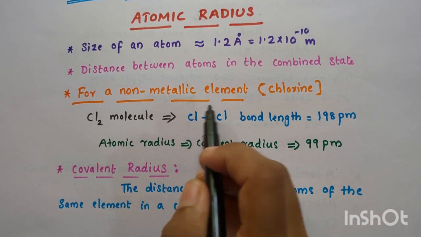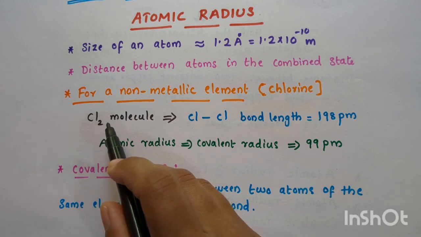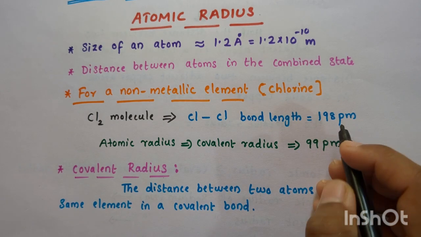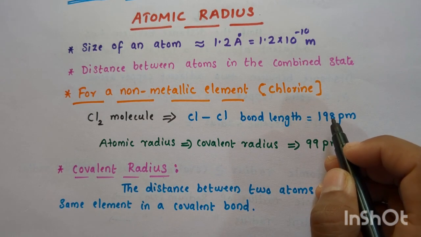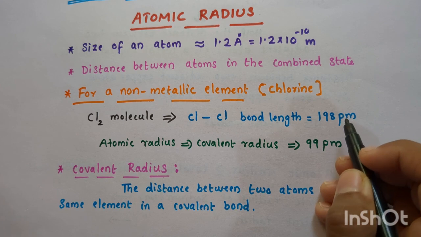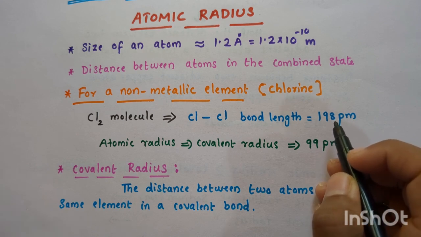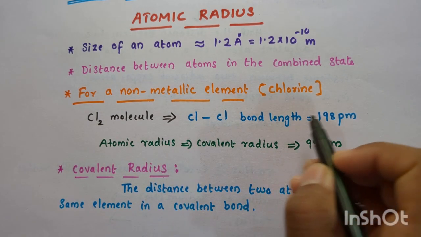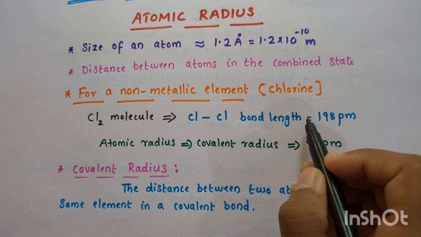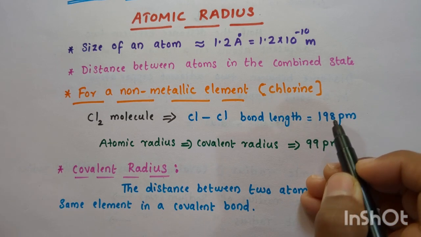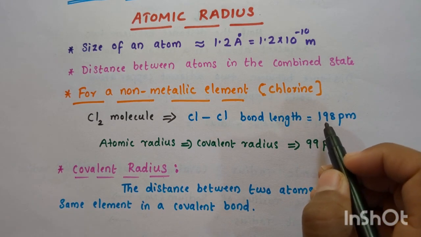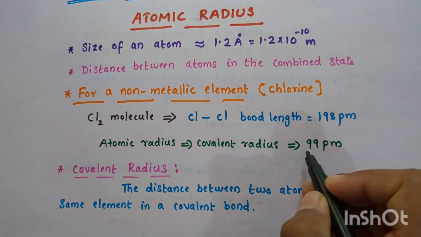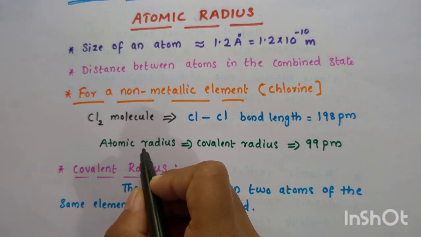For a chlorine molecule, Cl2, the bond length is 198 picometer. Pico means 10 raised to minus 12, so 198 picometer means 198 into 10 raised to minus 12 meter. Half of this distance is taken as the atomic radius of chlorine. That is, half of 198 picometer is 99 picometer. This value is taken as the atomic radius of chlorine.